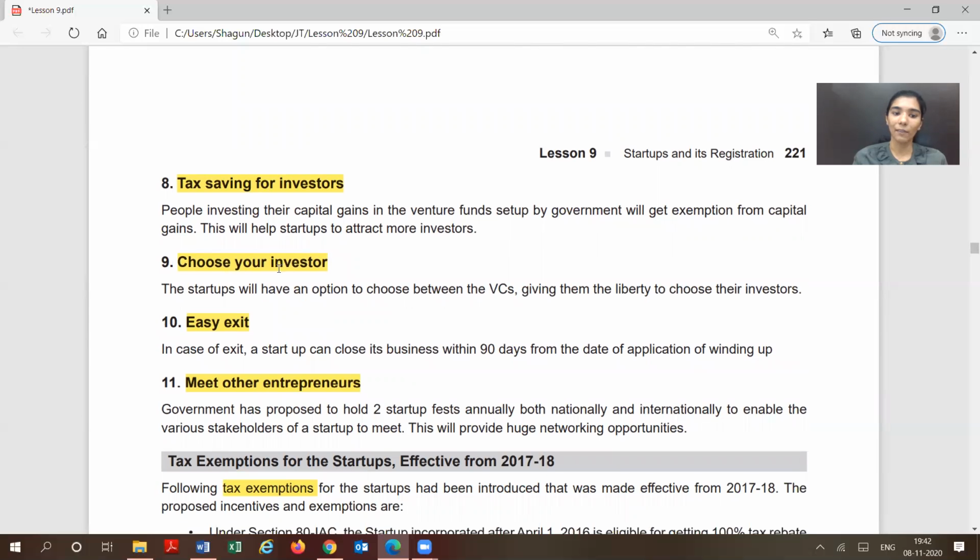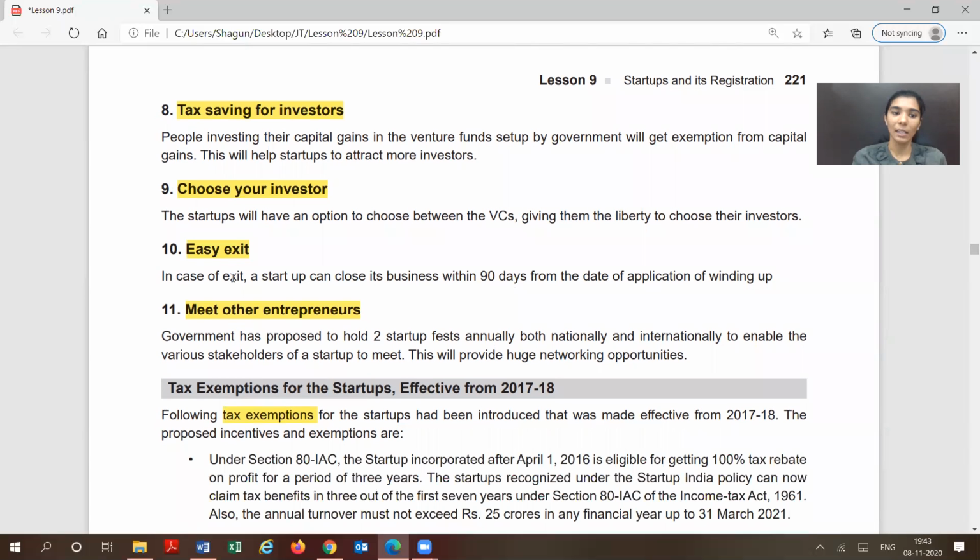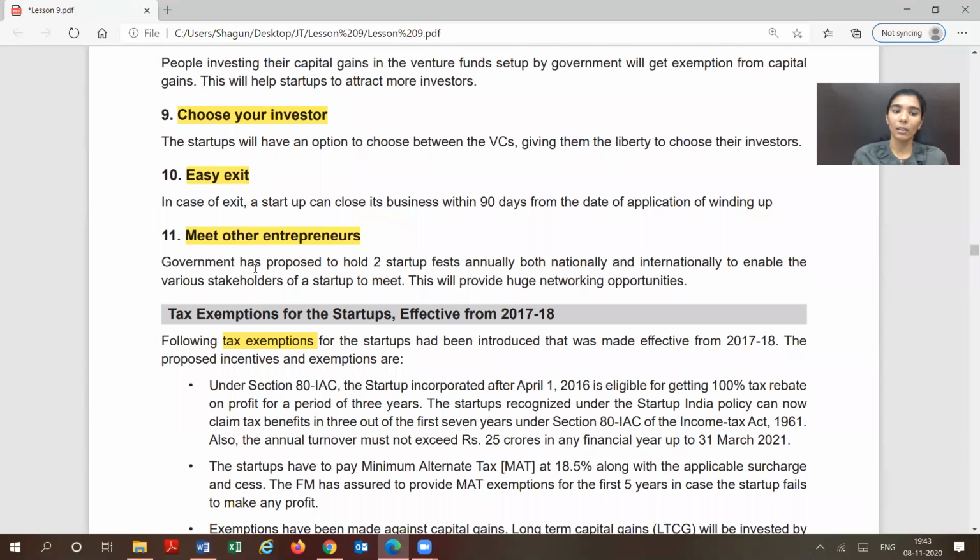Then the startups, they have an option to choose who will be their investors. उनके कंपनी में कौन इन्वेस्ट करेगा, वेंचर कैपिटल फंड्स करेगा या कौन इन्वेस्ट करेगा. Easy exit, जैसे स्टार्टअप बनाना इजी है वैसे स्टार्टअप क्लोज करना भी इजी है. You can close it within 90 days from the application of winding up. Also, the government has proposed to hold 2 startup fests annually, both nationally and internationally, to enable the various stakeholders of a startup to meet.